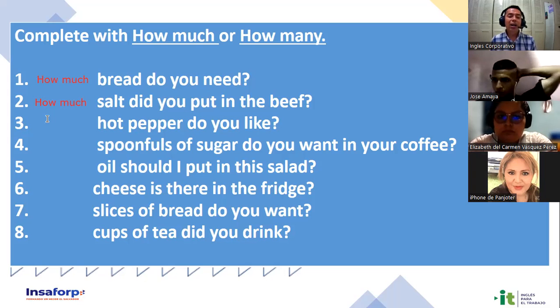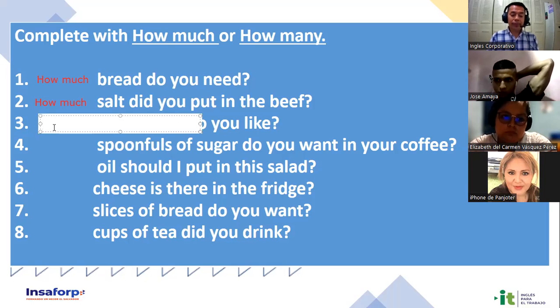Ok. Hot pepper. Chile, right? Salsa chilosa, right? So, how much or how many? Jill? How much? How much, correct, right? Hot pepper. Bueno, no sé a qué se refieren ellos con hot pepper, pero entiendo yo que es.